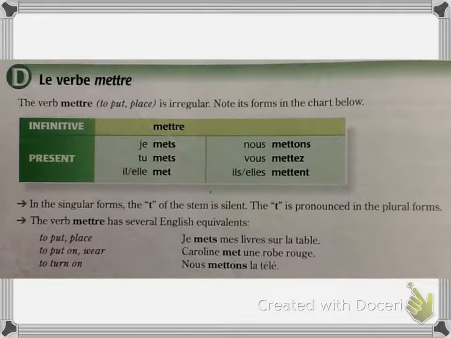The verb mettre has several English equivalents. To put or place: je mets mes livres sur la table. To put on or wear: Caroline met une robe rouge. And to turn on: nous mettons la télé. So those sentences would translate as, I put my books on the table. Caroline put on or is wearing a red dress. We turn on the television.